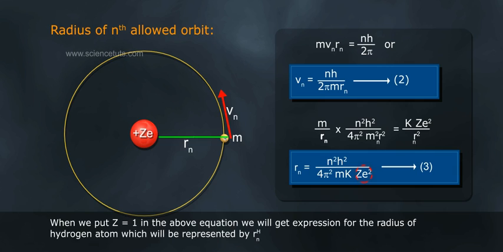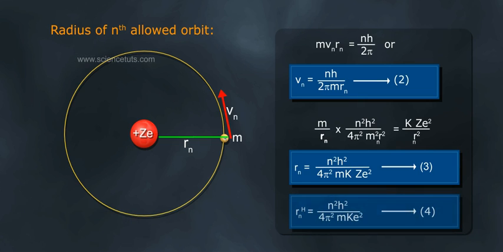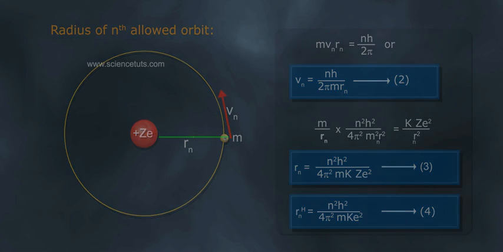When we put Z equals 1 in the above equation, we get the expression for the radius of the hydrogen atom, which will be represented by rnH. rnH equals n²h² by 4π²mke², equation 4.